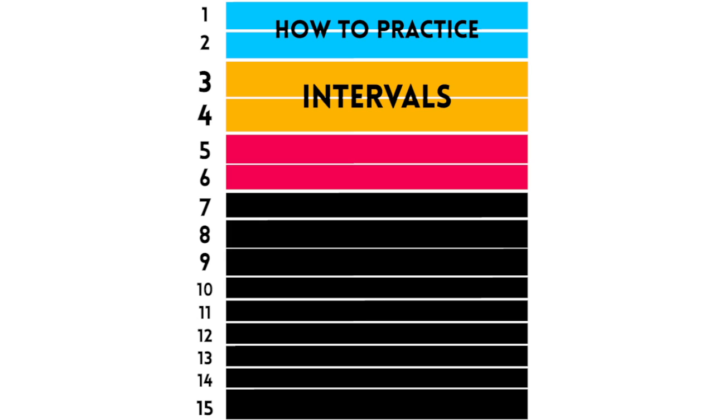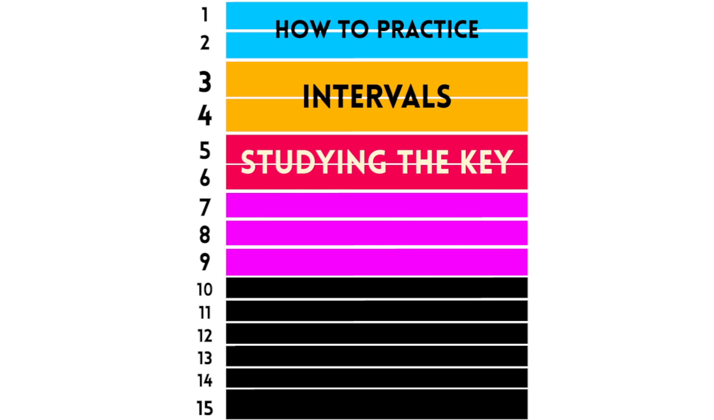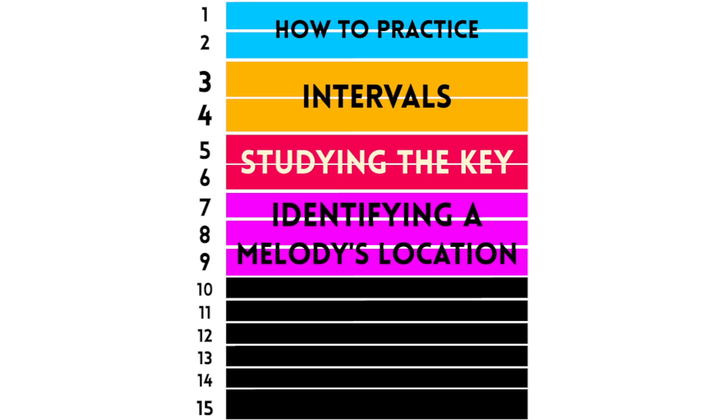Okay, so lessons 5 and 6, we take a look at the key. This is the 7-note scale which Western music is written in. And I'll show you the relationship between the major and the minor scale, and that they're really the same 7 notes. And then lessons 7 through 9 are perhaps my favourite lessons in the entire course, where I show you a range of methods to identify notes in a melody.